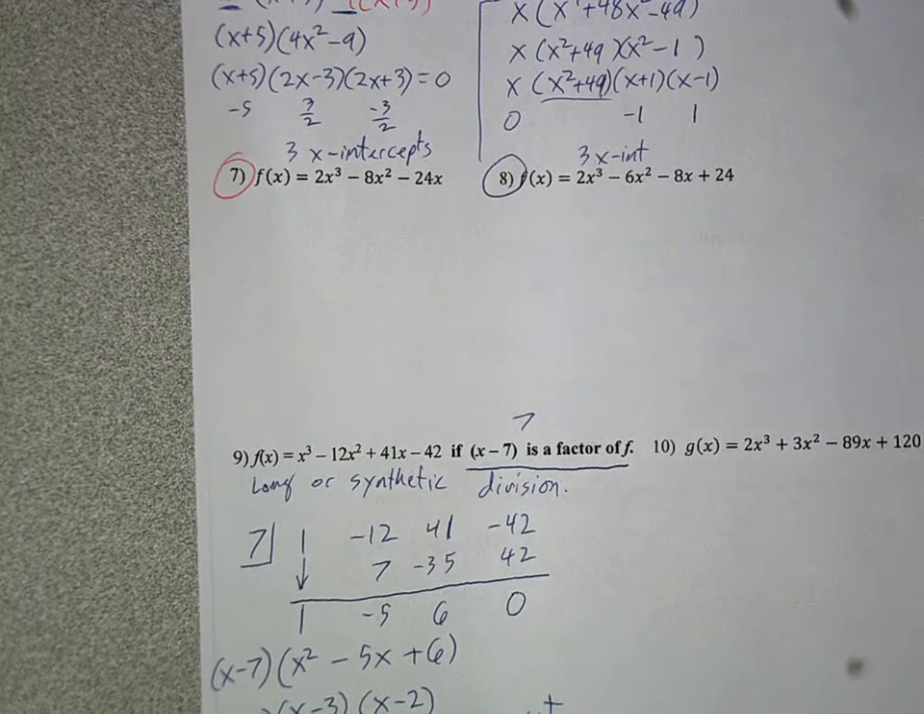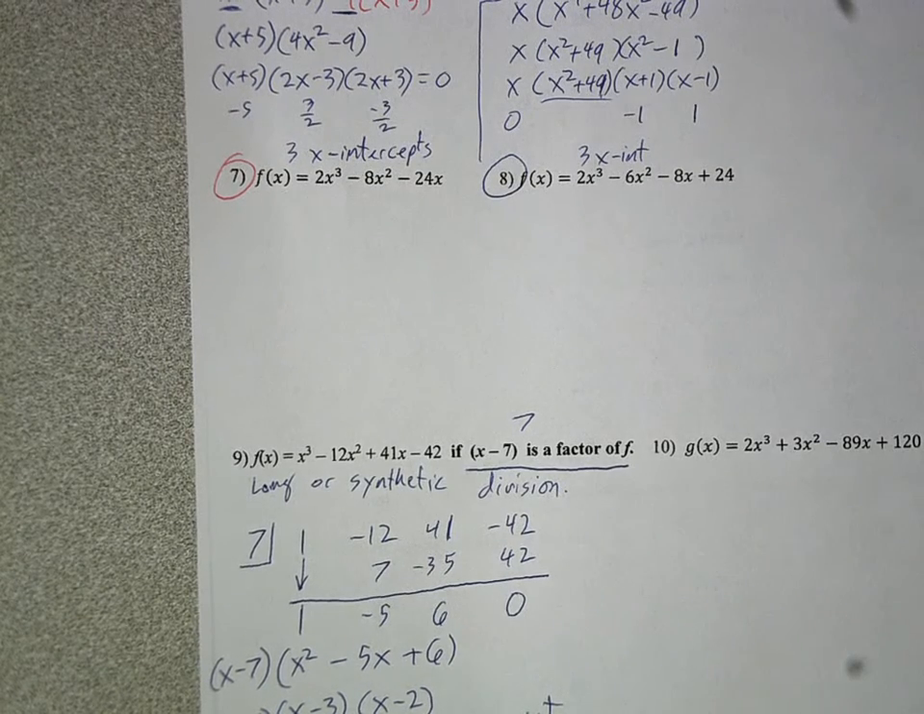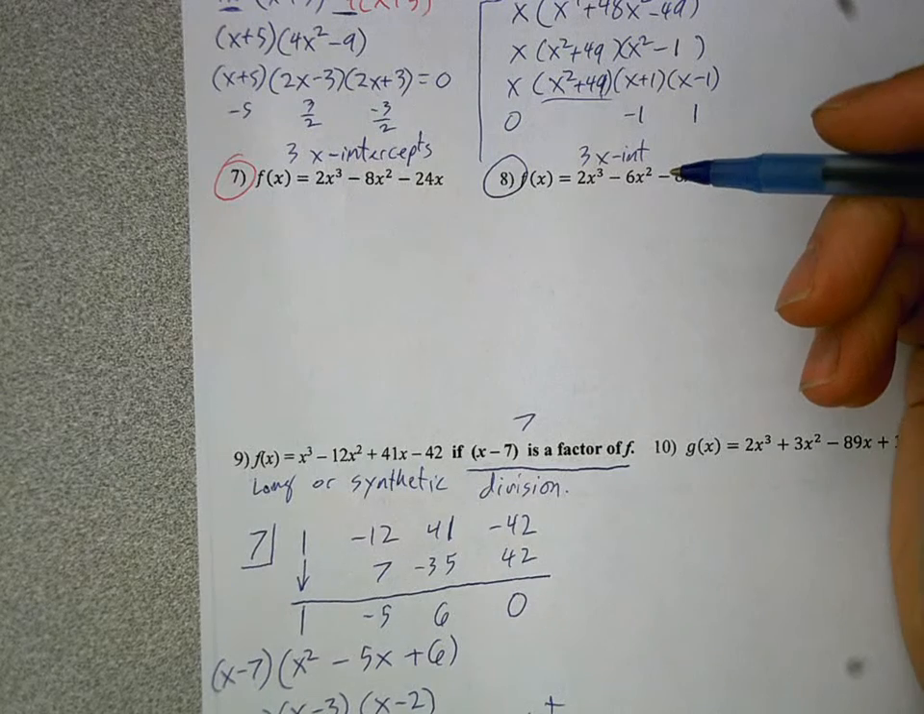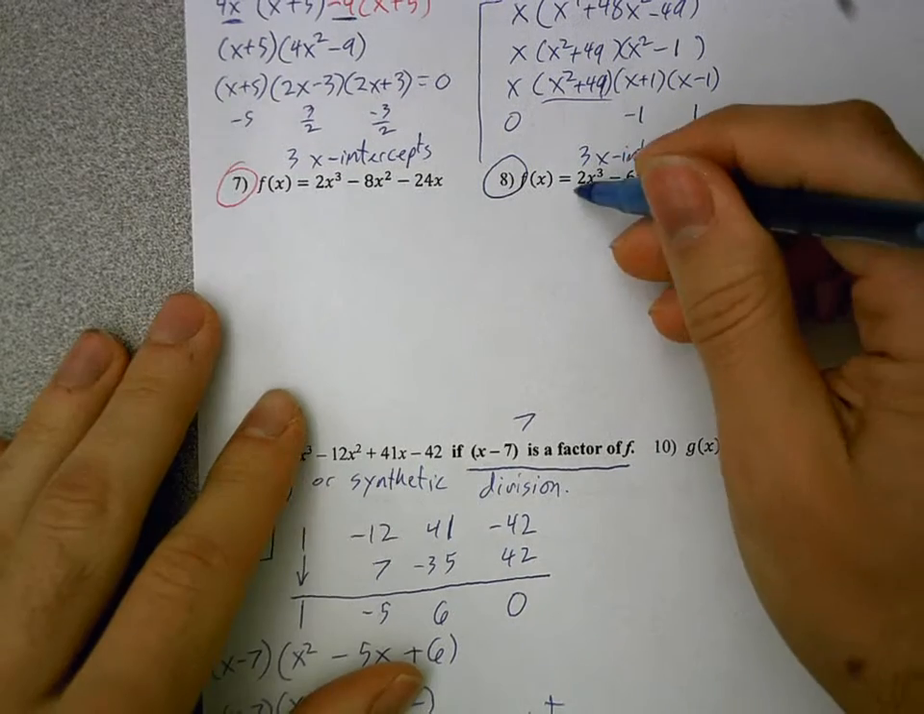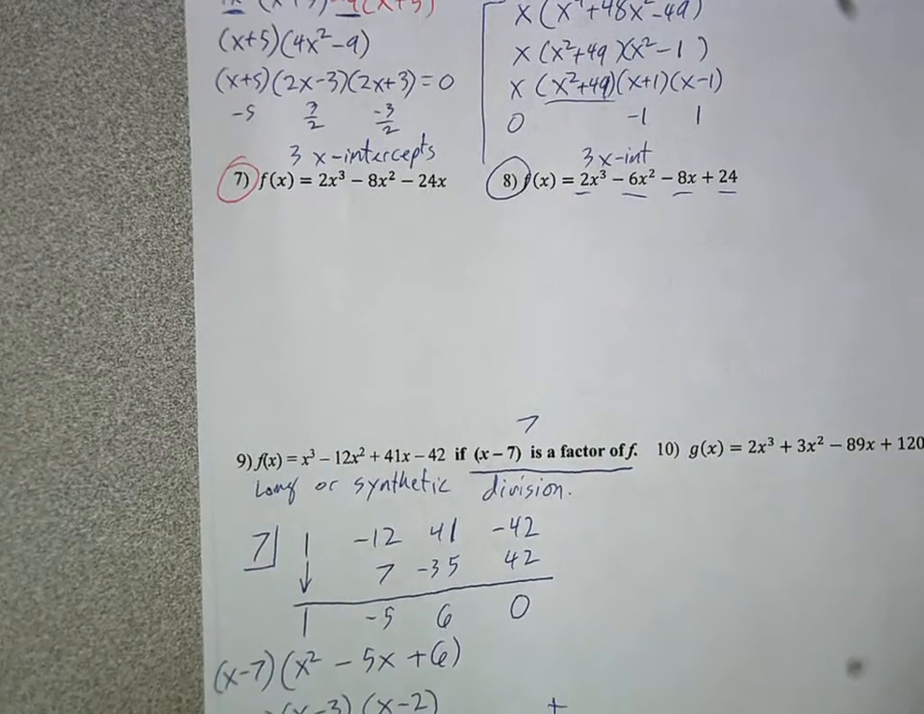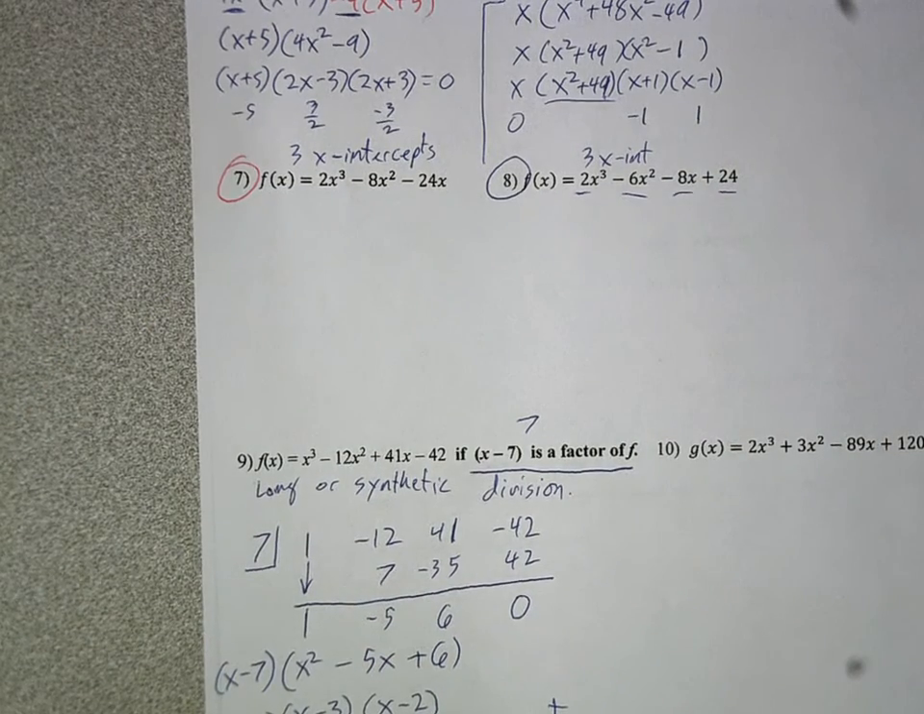So for number 8 here, it's got 4 terms. And so we would lean towards doing factoring by grouping. You have 4 terms, they don't tell you anything else. Usually you're going to do factoring by grouping. This one does have a little catch, but let's just start at factoring by grouping like normal.